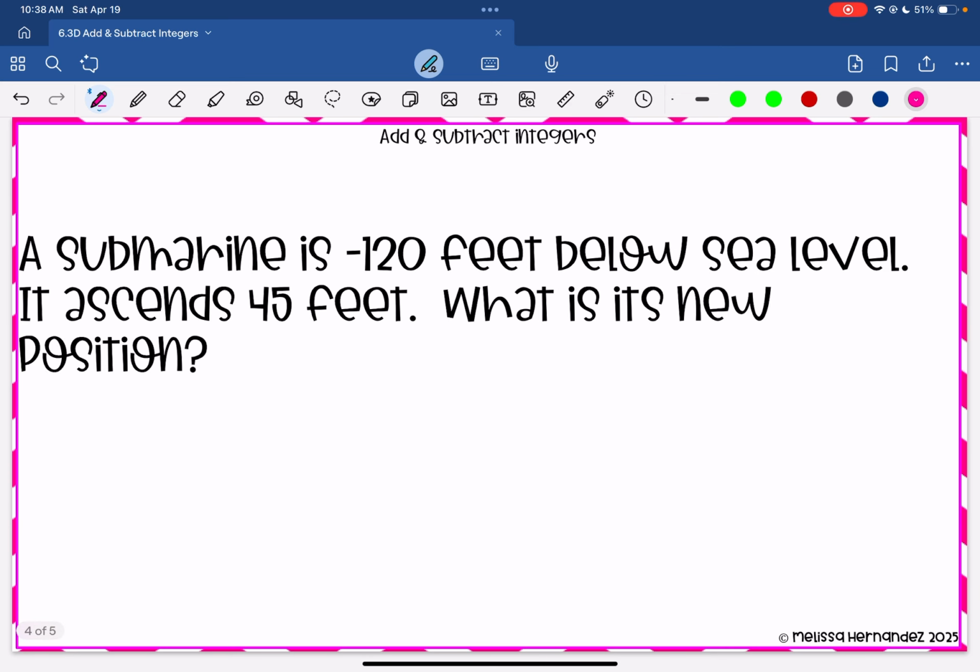It says a submarine is 120 feet below sea level. It ascends 45 feet. That means it's going to go up from the -120. So like I said, we're going to use the number line. We start at 0. We go down 120 feet below sea level. Ascending means we're going up, so that means we're adding 45. There's no way you're getting to the other side of 0, because you'd have to add more than 120. When you add 45 to -120, you end up with -75. That's the position of the submarine.